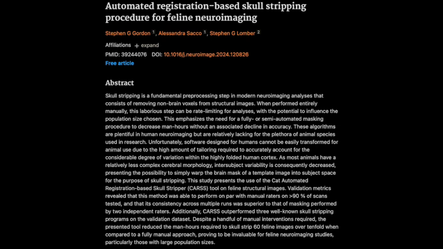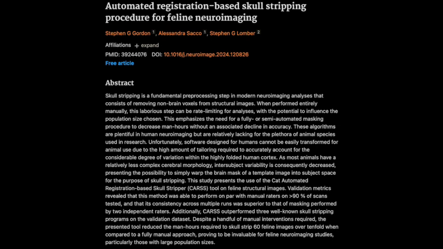What were the results of this automated skull stripping showdown? Well, as we've discussed, CARS emerged as the clear champion in terms of both accuracy and consistency. It significantly outperformed the other automated tools, including BET, which, as you might expect, struggled with those feline brains. Poor BET, thrown into the ring without a scratching post. It really highlights the importance of having tools specifically designed for the unique anatomy of different species.